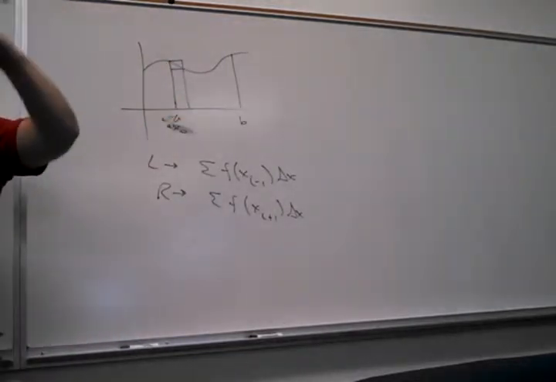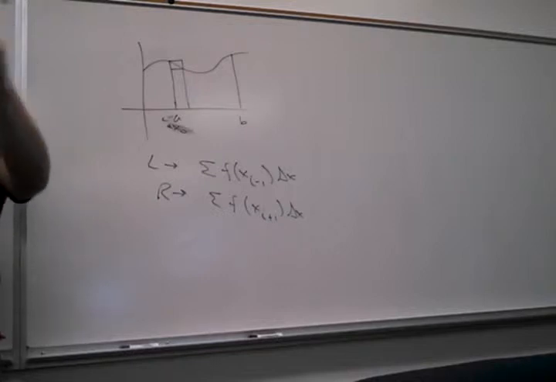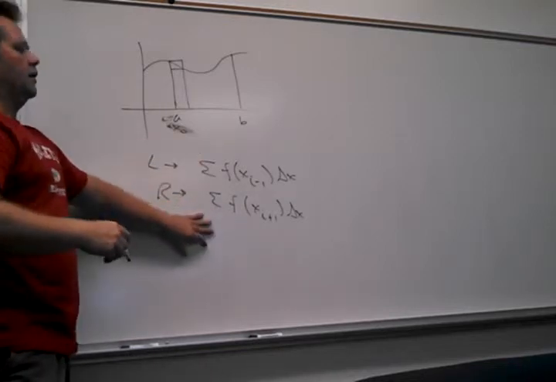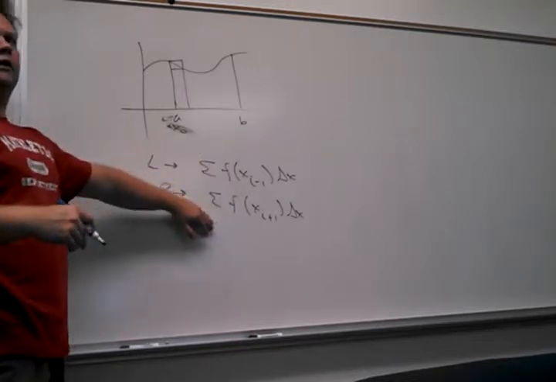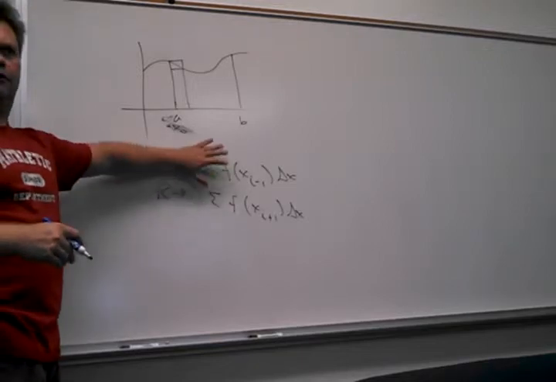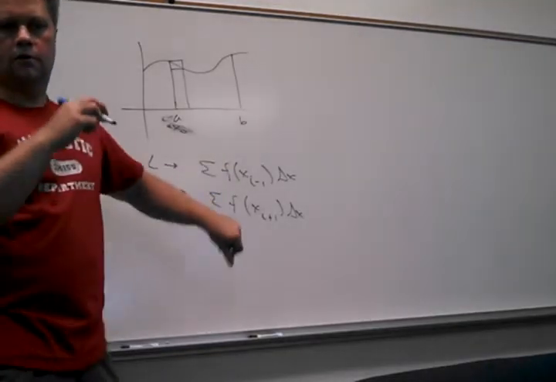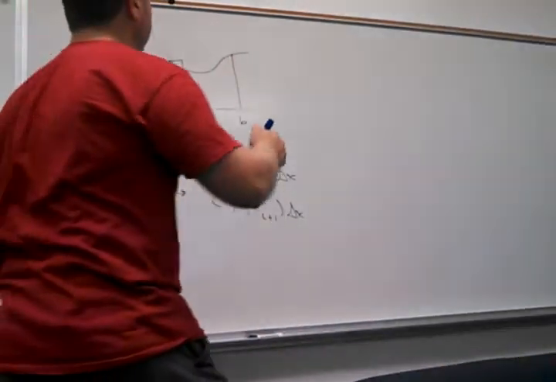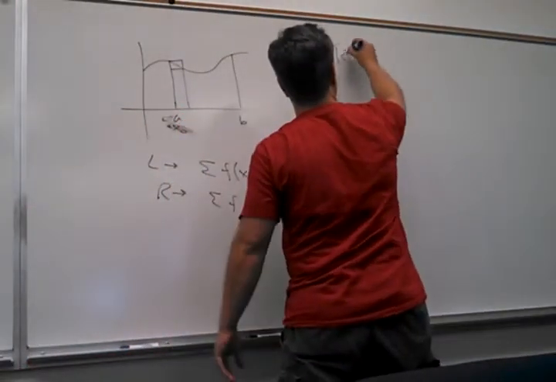And of course, you remember talking about overshooting, undershooting, and the midpoint kind of averages all that out a bit. Okay. So if I took these two, added them together, divided by 2, I'm going to average them, truly average the left and right endpoints. What I end up with is this expression here, the trapezoidal rule.